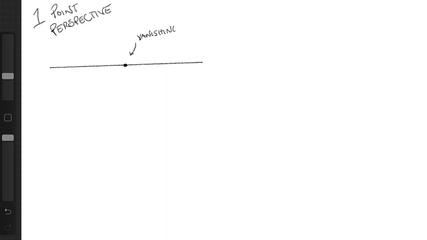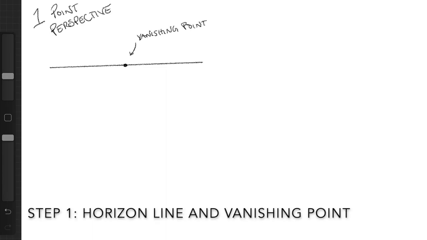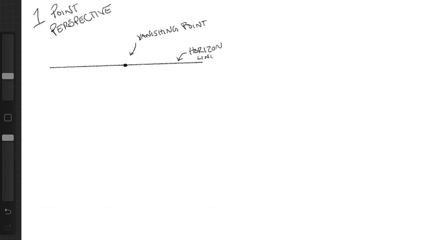Okay, today I'm going to be giving a short demonstration on how to draw in 1, 2, and 3-point linear perspective. And we're going to start off with 1-point perspective. So for 1-point perspective, you're going to need to start with your horizon line, and then you're going to draw 1 point on your line. This is what we call your vanishing point, and in 1-point perspective, you will just have one vanishing point.